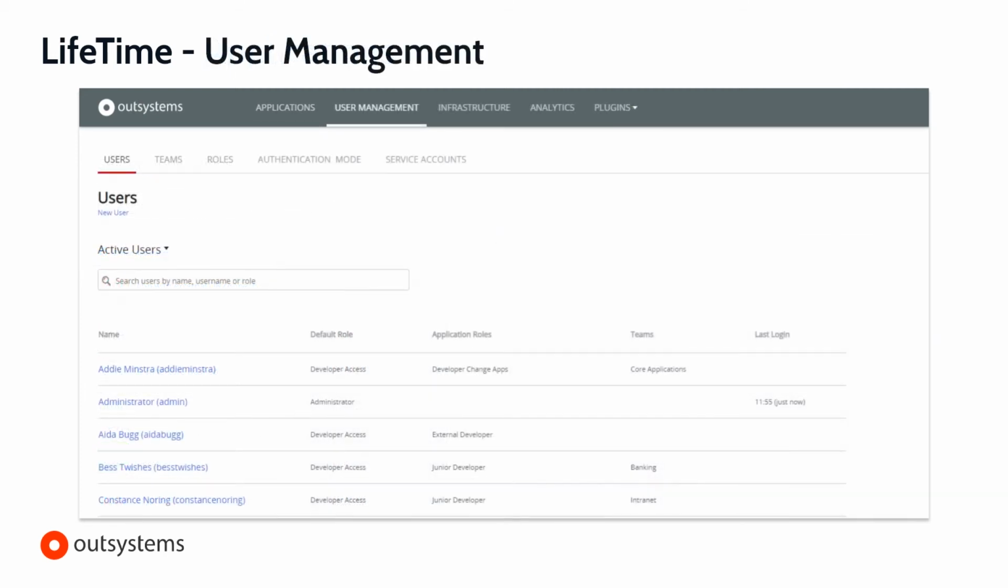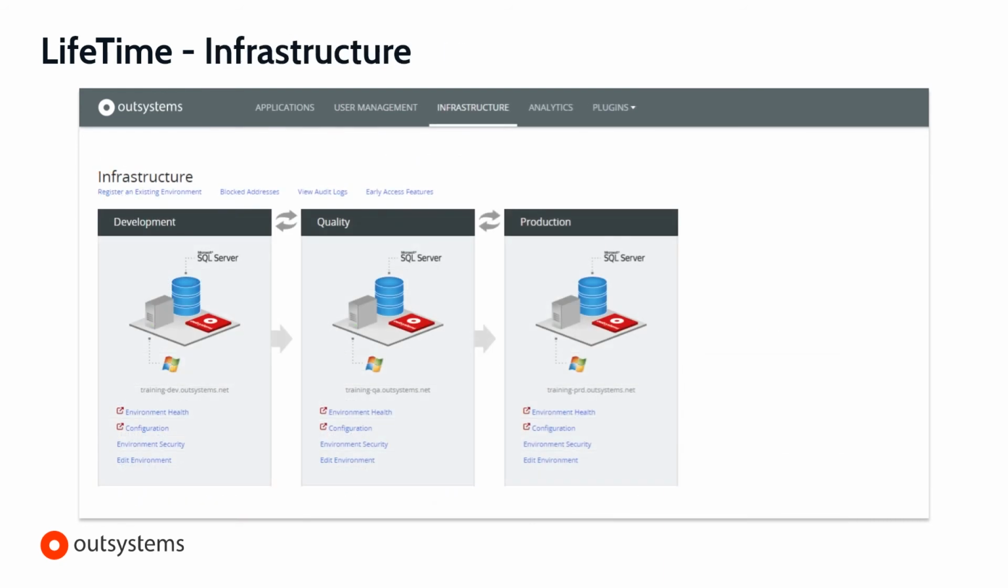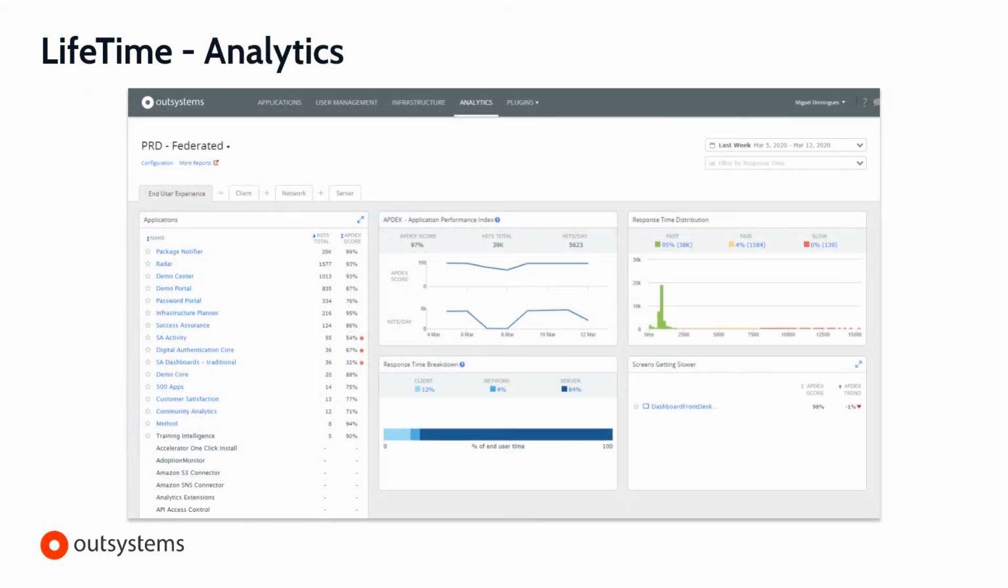You can also manage the level of permissions that each user or team has on each environment or application. You have visibility over all environments in your infrastructure and can manage them and how they are placed in the lifecycle. You can collect analytics about the performance of your applications so that you can easily pinpoint and fix performance bottlenecks.